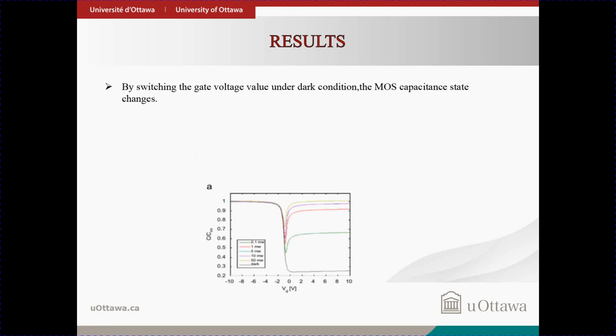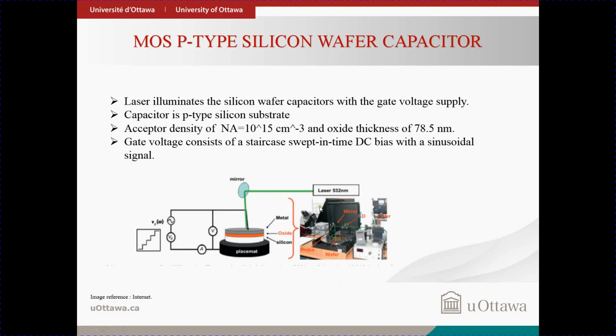Here, by switching the gate voltage in the previous diagram under dark condition from negative to positive, the MOS capacitance also changes from accumulation to inversion state. As the light turns on, two phenomena are observed.